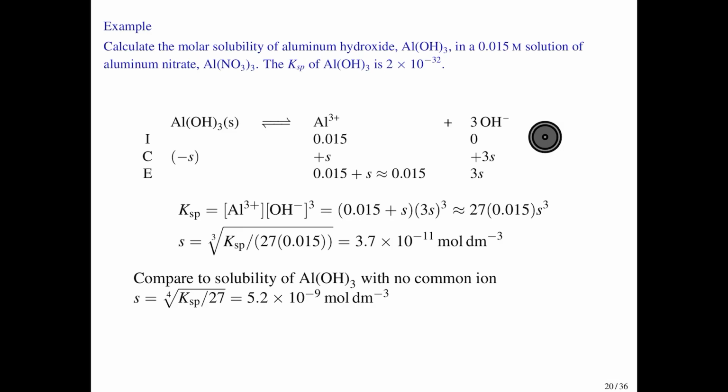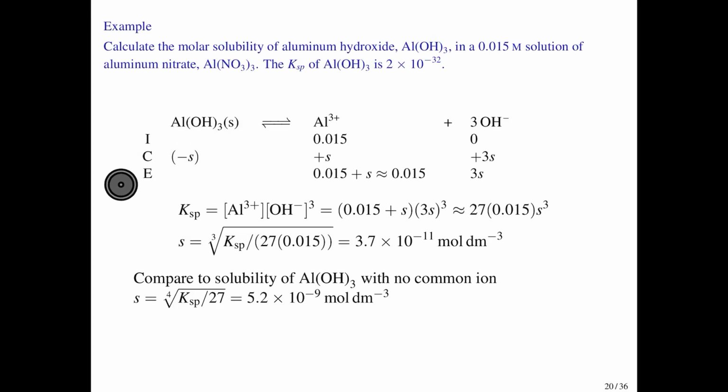Here's another example where the stoichiometry is a bit more complicated. It's not too bad though. We're considering the solubility of aluminum hydroxide, and we want to know what is the solubility of aluminum hydroxide in the presence of a common ion. That is, if we add aluminum nitrate to the solution, how will the solubility of the aluminum hydroxide change? So here's the dissolution reaction of interest.